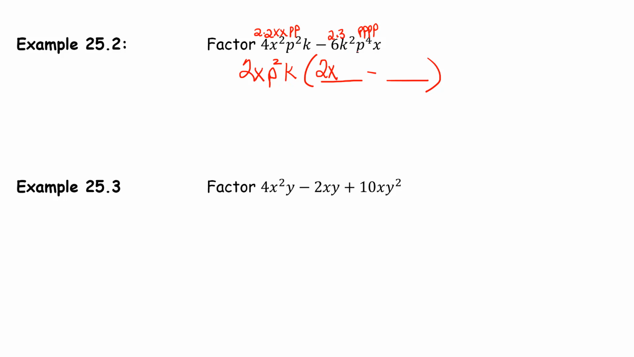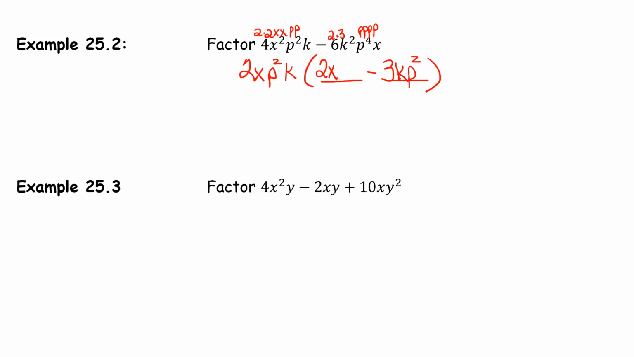The second term, what do we have left here? We factored out the 2, so we have a 3 left. X, we factored that out, so it's gone. The k, we have factored out 1 of them, so there's 1 left. And the p, we factored out 2 factors of p, so that means there'll be 2 left. So that is the factorization for that binomial.